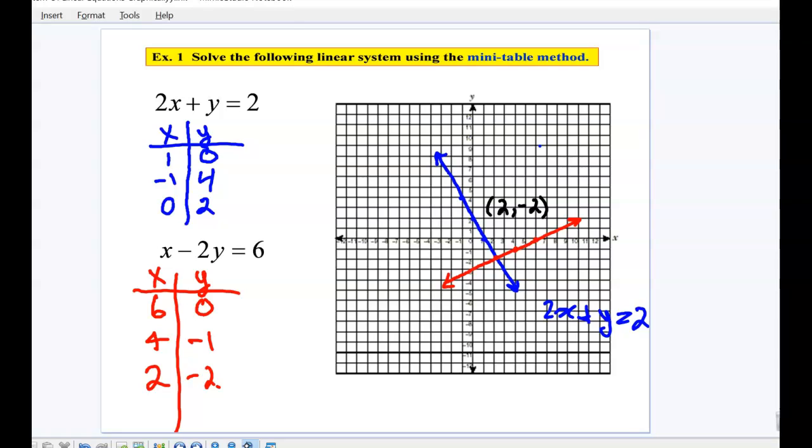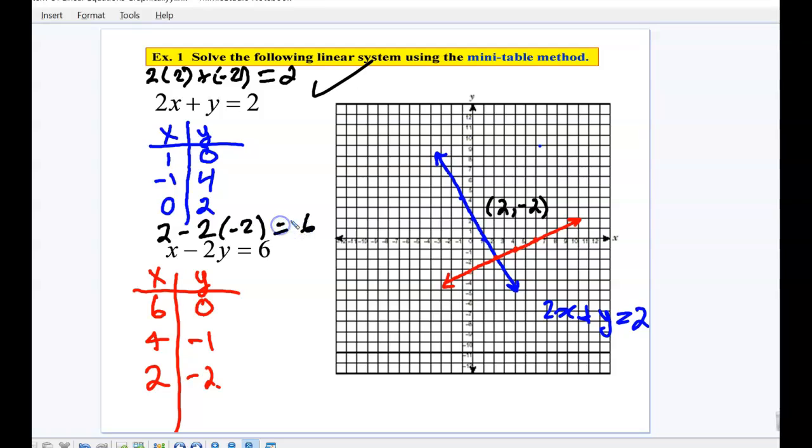And if you wanted to verify that, you could plug 2 in for x in the first equation and negative 2 in for y and see if it makes the equation true. So 2 times 2 is 4, 4 minus 2 is 2. Yes, it works in that one. If I put a 2 in here, I get 2 minus 2 times negative 2. Does that equal 6? Well, negative 2 times negative 2 is 4, and 2 plus 4 is 6. Yes, it works. So that is the correct solution, 2 and negative 2.